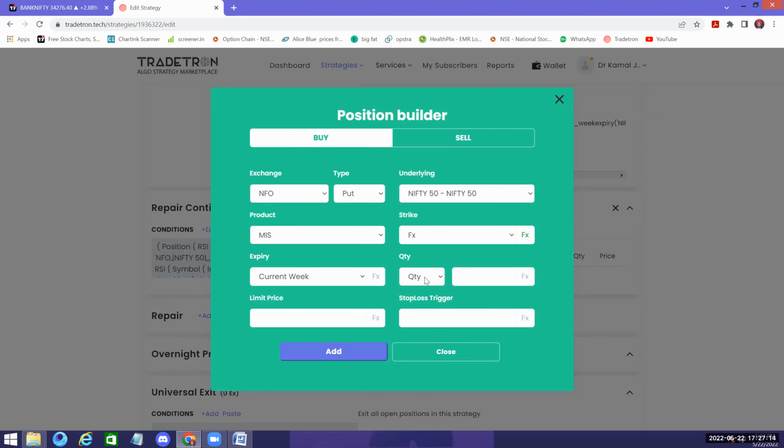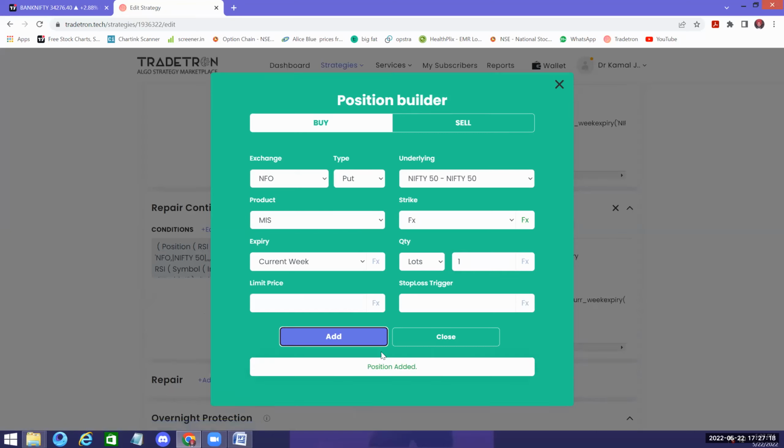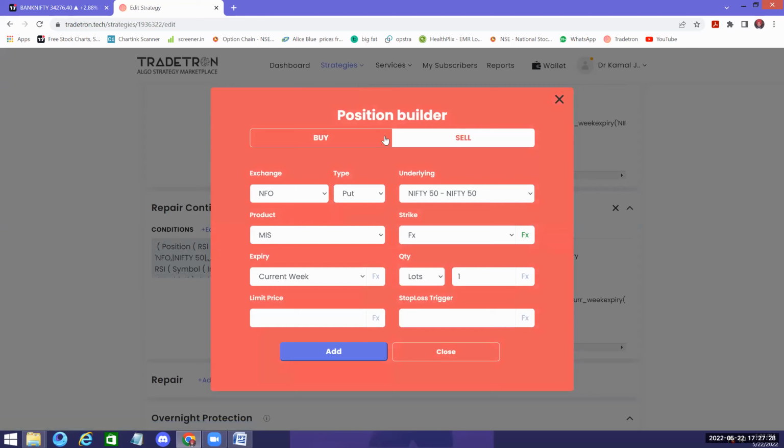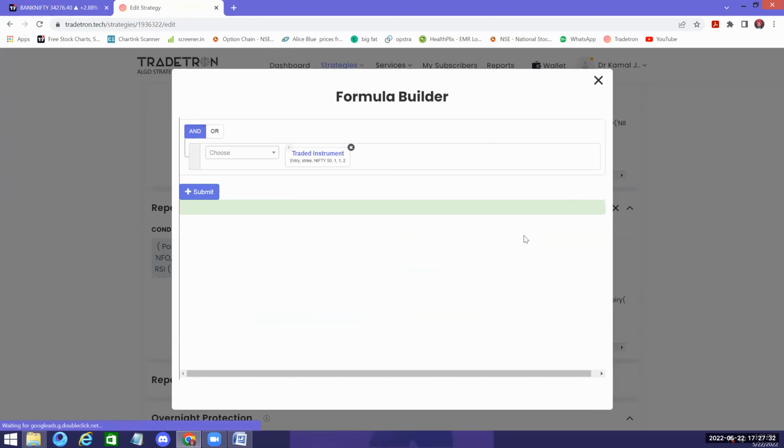Current week, lots 1, add. Now you have already bought the leg you had sold. Now you will sell the leg which you had bought. So from here, press red in place of green. Now come to FX.